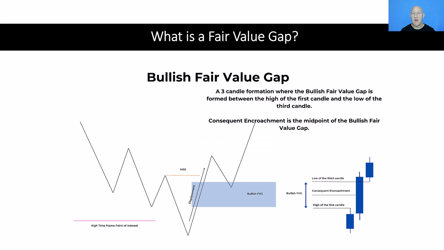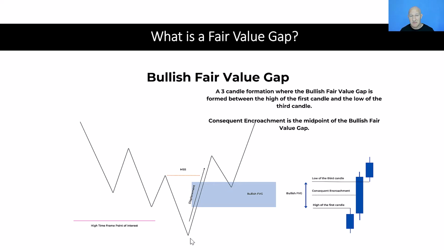So moving on to our bullish fair value gap now, and it's obviously essentially the same as our bearish fair value gap, just in reverse. So we have price trading down towards a high time frame point of interest. We get a strong displacement away from that high time frame point of interest, which gives us our bullish market structure shift. We have price trade back into that displacement range before going higher.